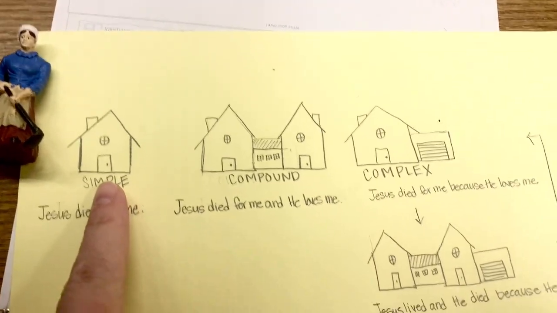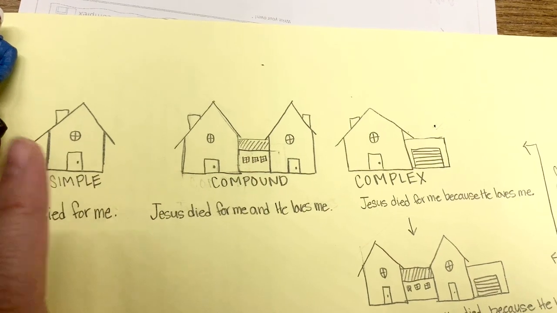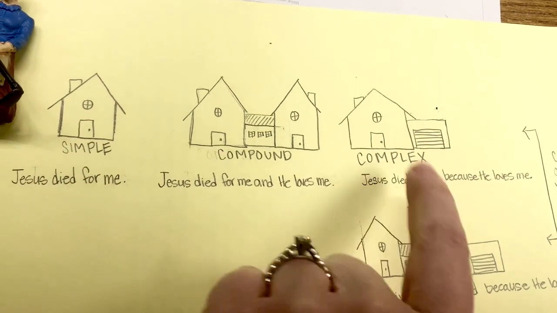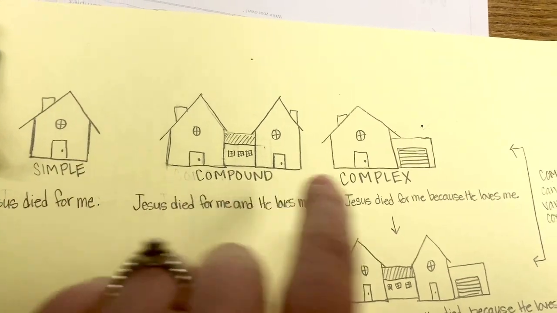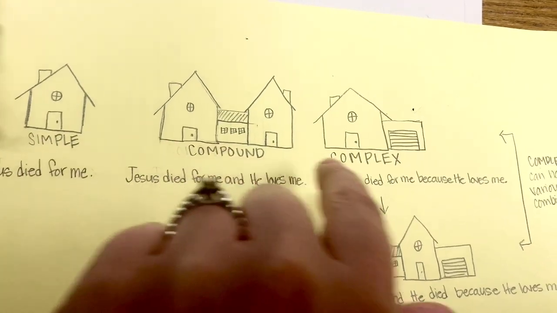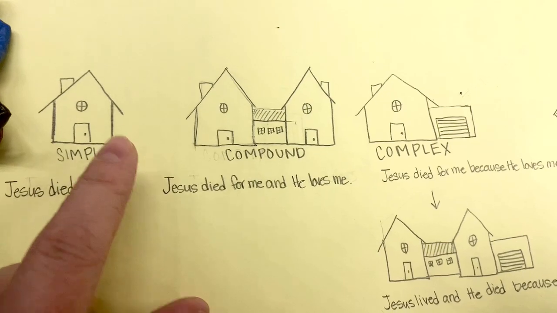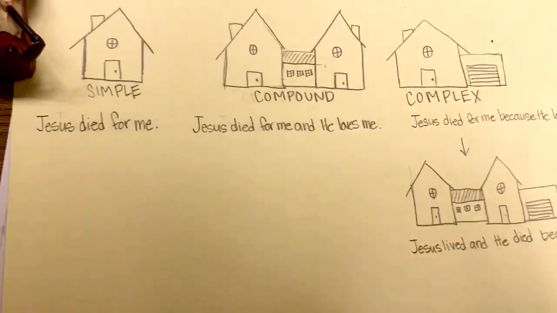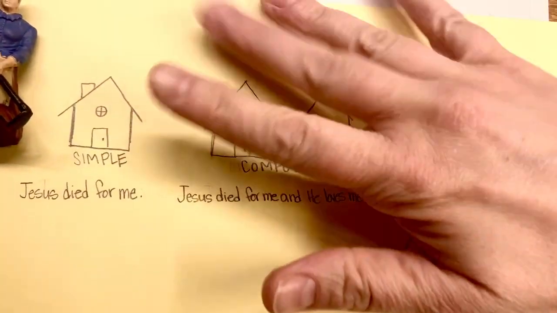But there are 3 different kinds of sentences. Can you say this with me? Simple, compound, complex. Say it with me. Simple, compound, complex. One more time. Simple, compound, complex. Think of sentences like a house. In order to have a complete sentence, who remembers the 5 parts of a sentence?